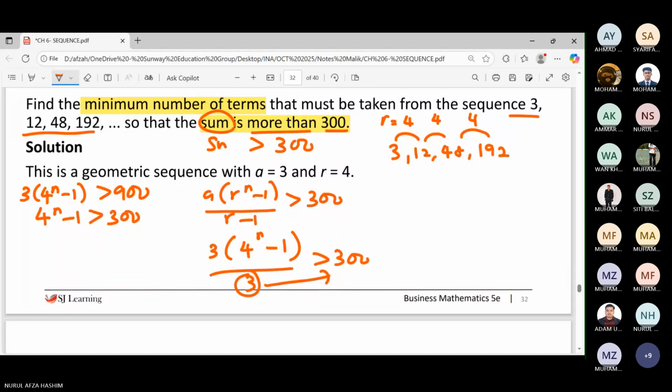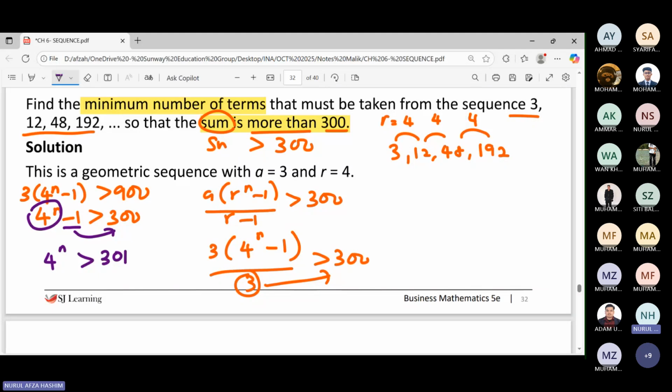Then, what number pakai log can cross? Pakai log before tadi. Okay, if you want to use log, make sure that it's only this number. But you have minus 1. You need to cross here also. So going to be 4 power of n is larger than 301. Then baru boleh guna log.